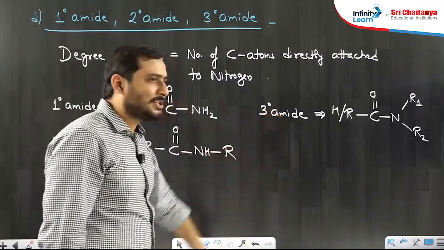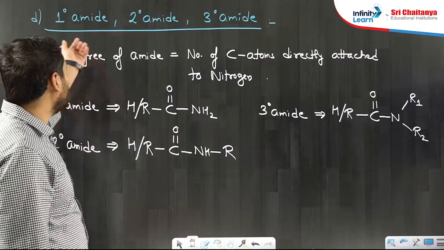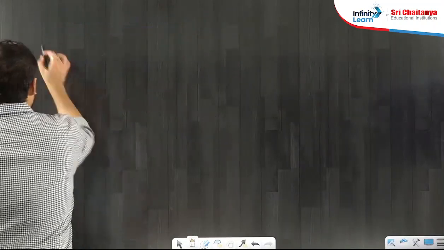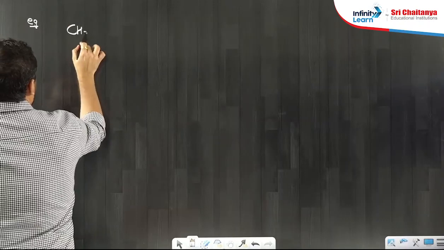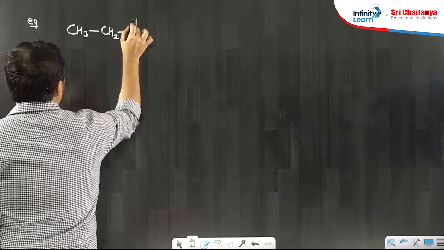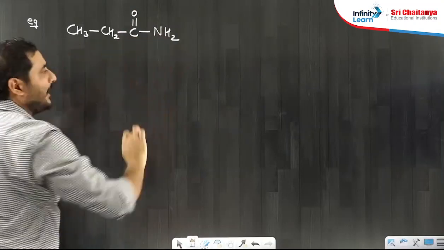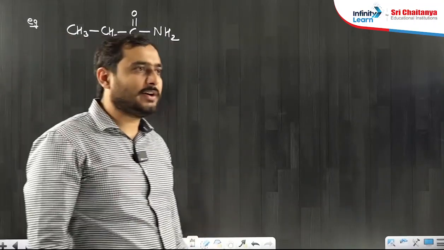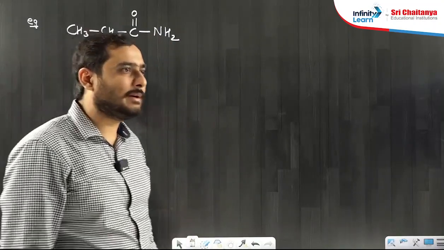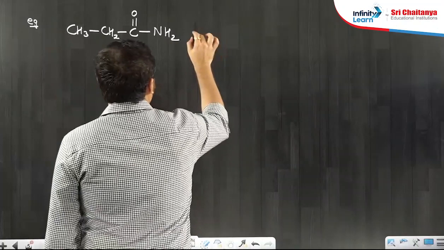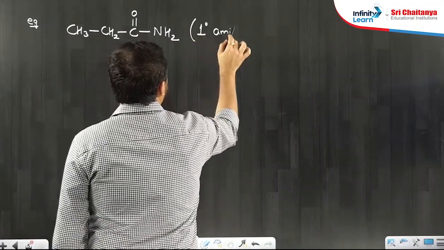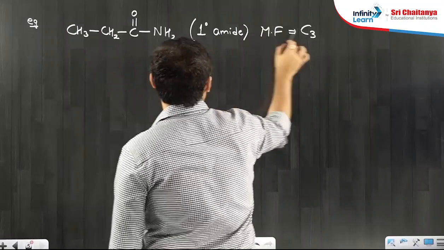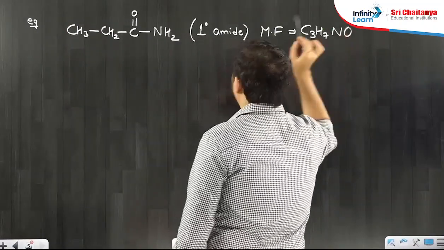So first remember this representation, then we take one example of how primary, secondary and tertiary amides can form structural isomers, that is, functional isomers. So if we take an example, we'll write CH3, CH2, C double bond O NH2. Now is it primary amide, secondary amide or tertiary amide? I have written the first structure, you have to tell whether it is primary, secondary or tertiary. So which type of amide is it? Primary amide. Very good. It is a 1 degree amide. And what is the molecular formula for this? How many carbon atoms are present? 3 carbon atoms. How many hydrogens? 3 plus 2, 5 plus 2, 7. 1 nitrogen and 1 oxygen.